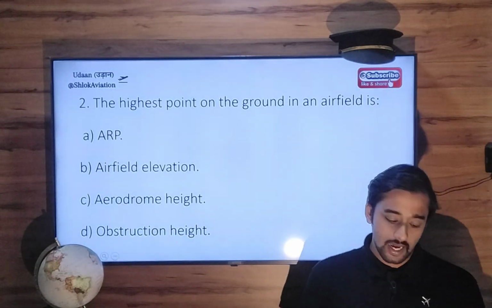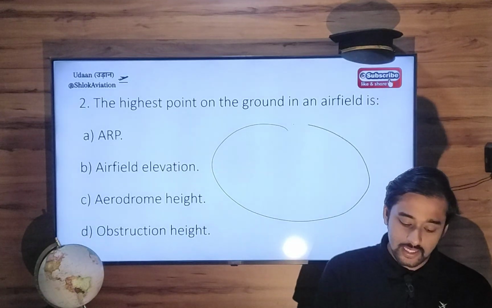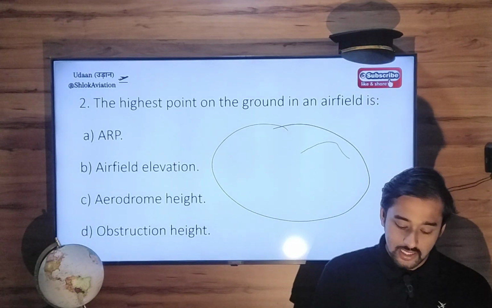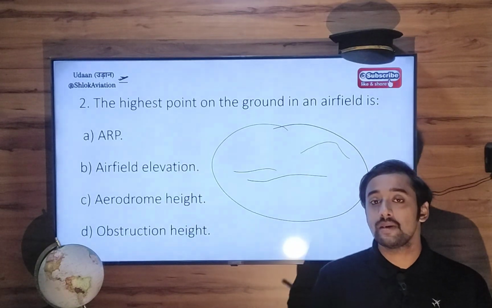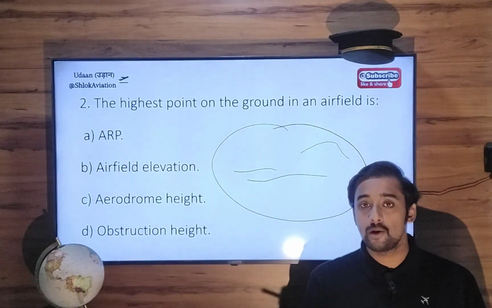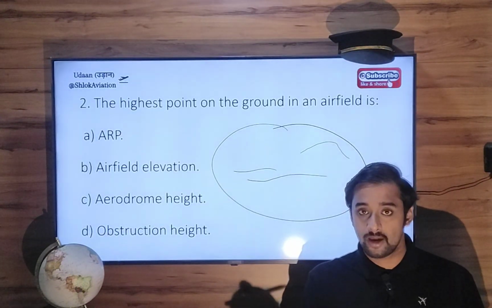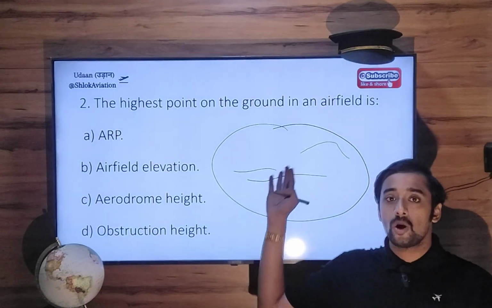So you have this entire airport. Some part of this airport will have high elevation, some will have down elevation, down slope. So what will be the final elevation of your airport? Will you consider the elevation of the part of your airport which has a down slope or up slope?